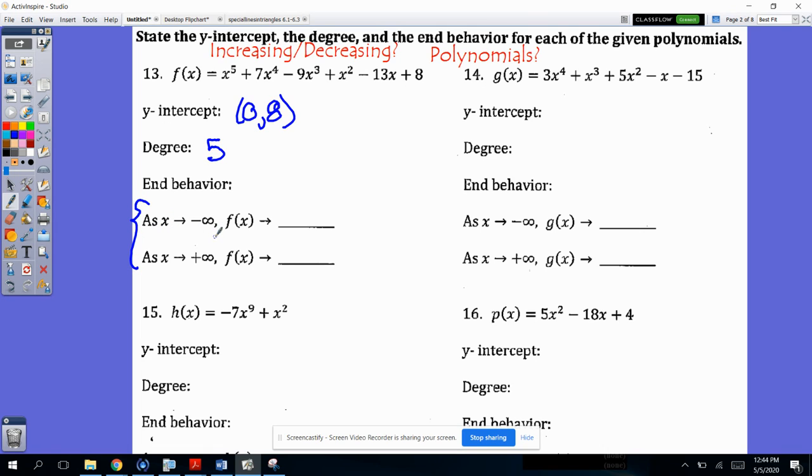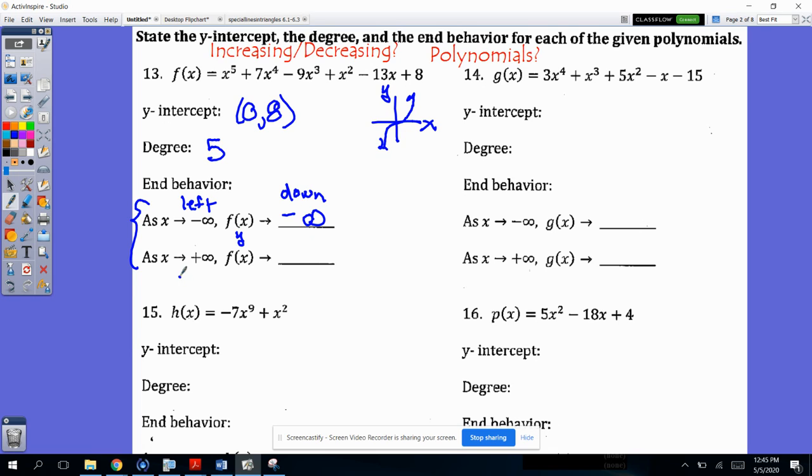As x goes to negative infinity, f of x, which is the same thing as y, where is it going? Well, just do a little sketch. A degree 5 is a positive snake baby. Basically, this is your x-axis and this is your y-axis. So x goes to negative infinity. Basically, this says as x is going to the left, where is the y going? Is it going up or down? It's going down to negative infinity. So as x goes to the left, negative infinity, y is going down to negative infinity.